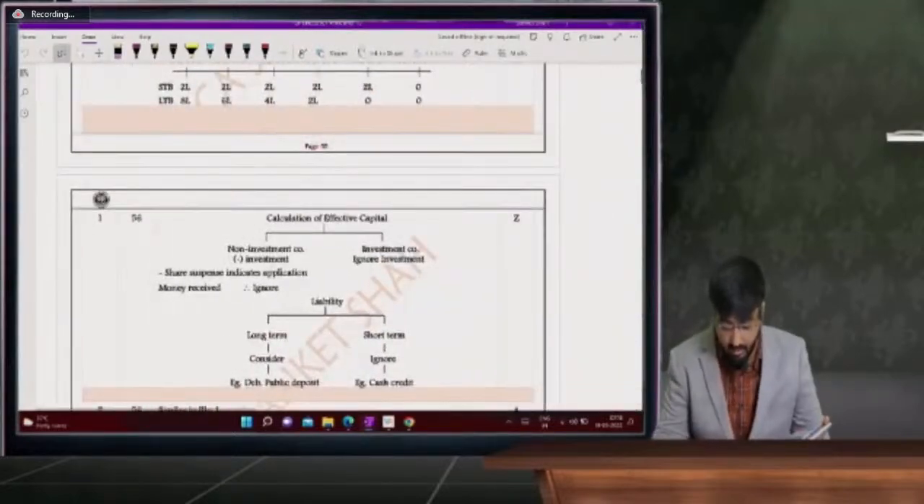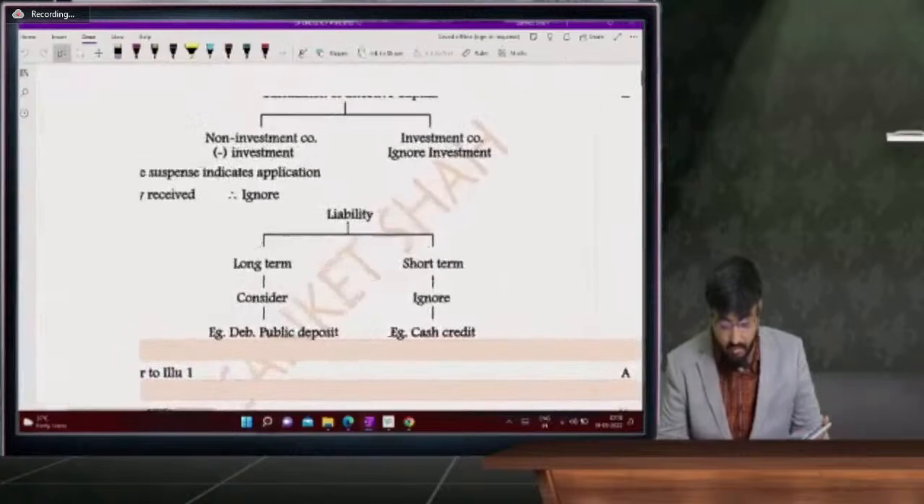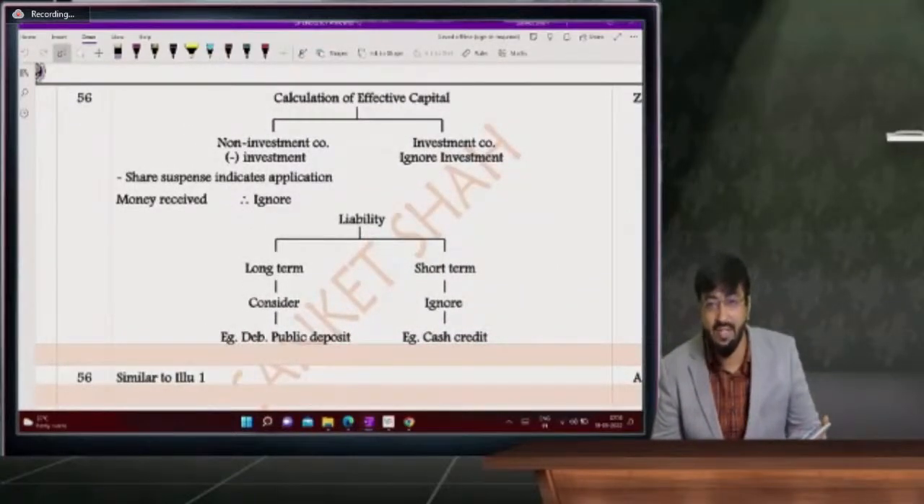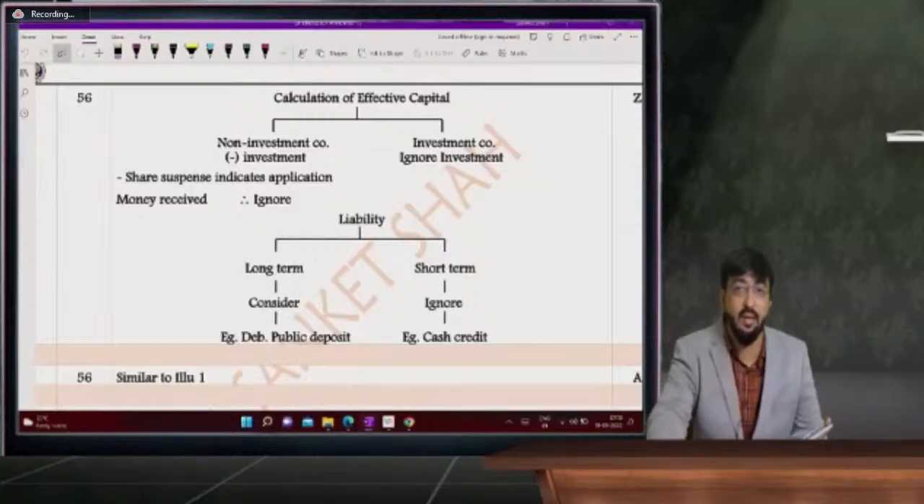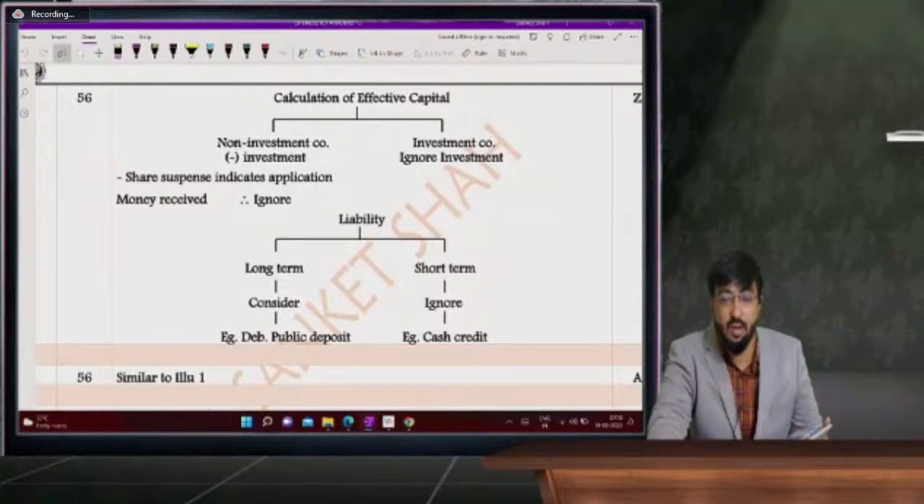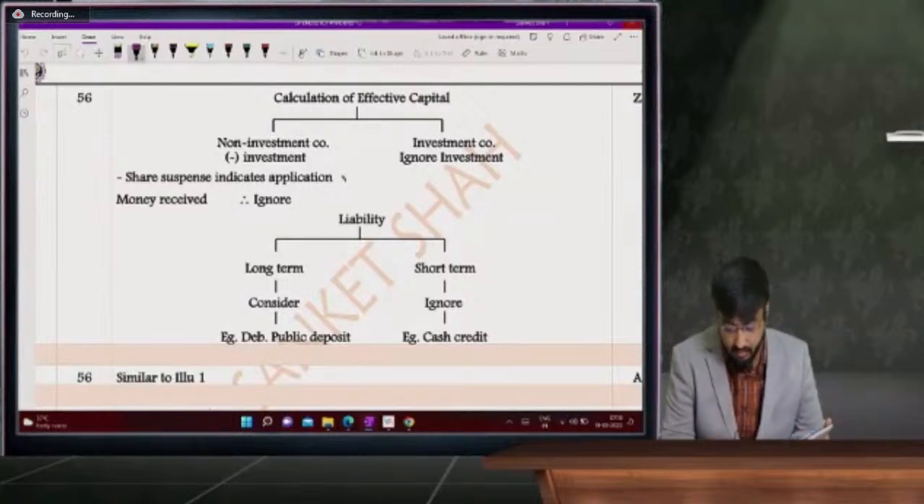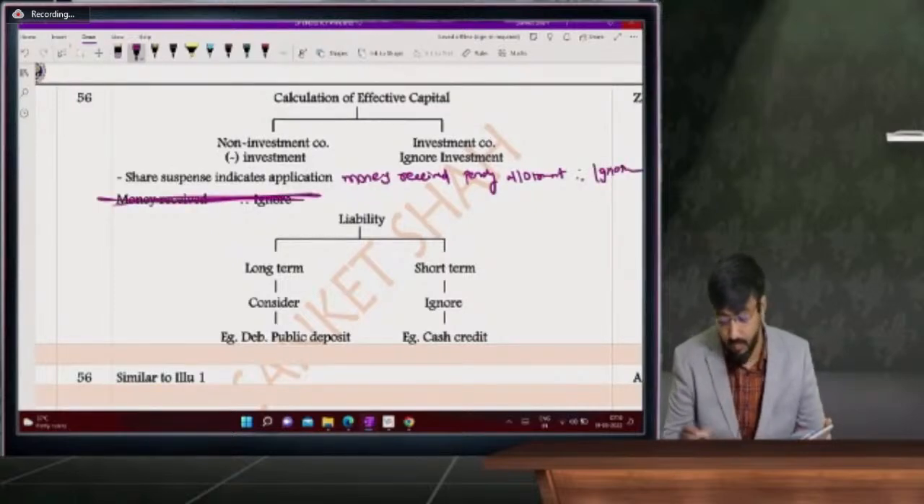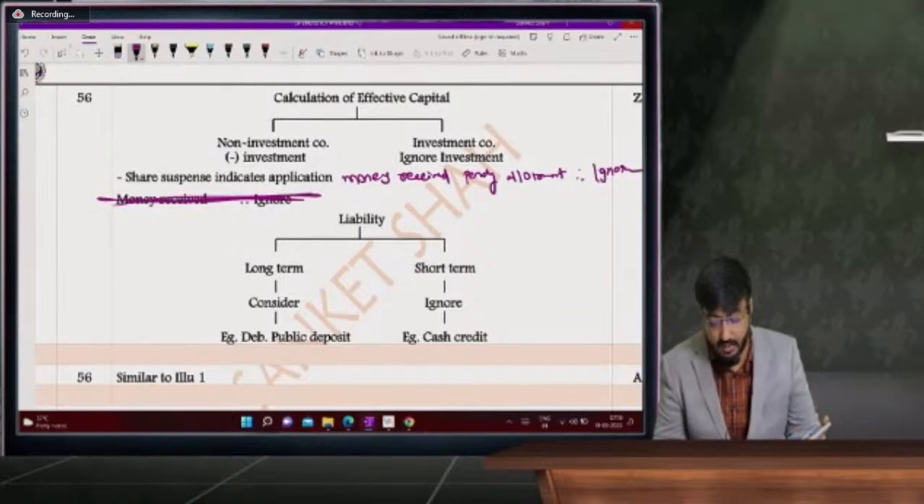Okay, and Z category question. What is important? For a non-investment company deduct investment, and if it is an investment company, do not deduct. Share suspense indicates application money received, money received pending allotment, therefore ignore it. So actually this is a one line sentence. Liability is long term, consider; ignore short term.